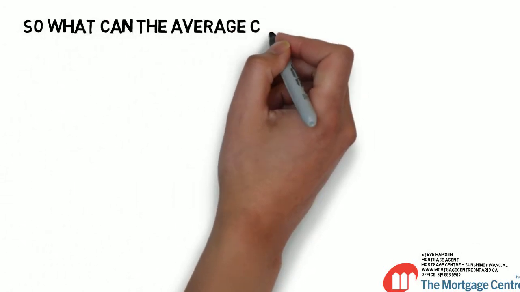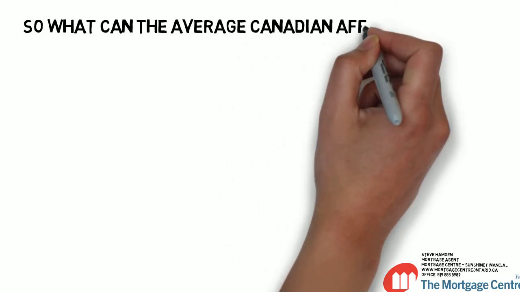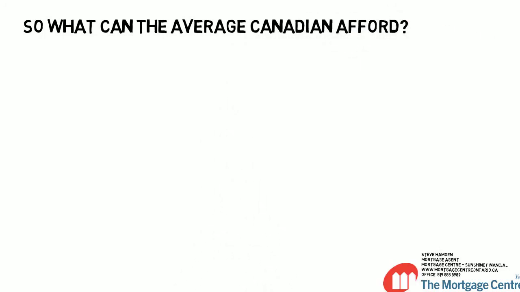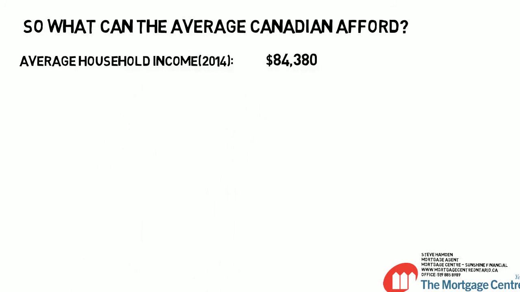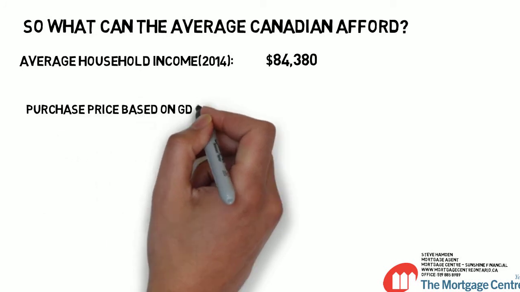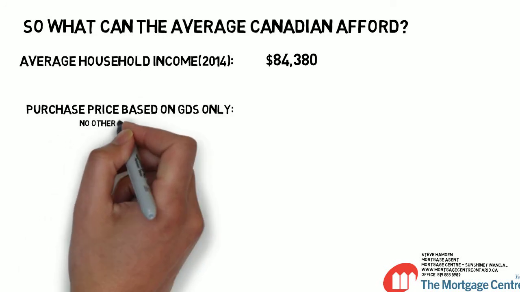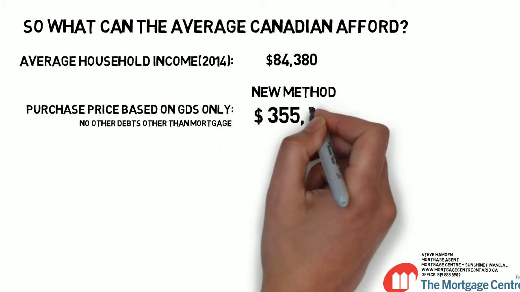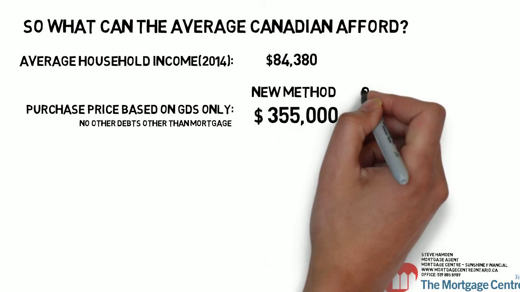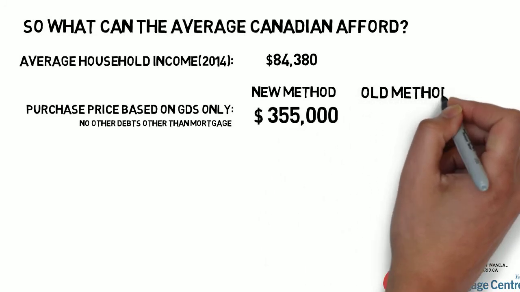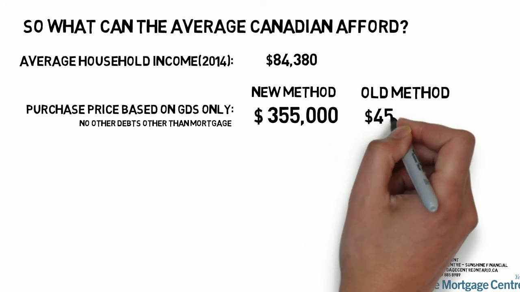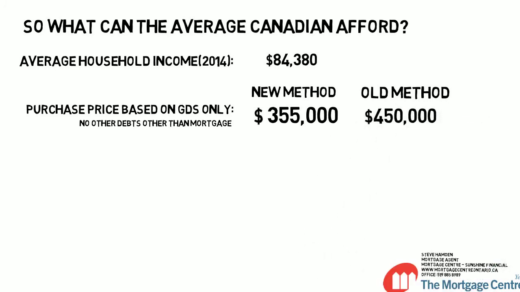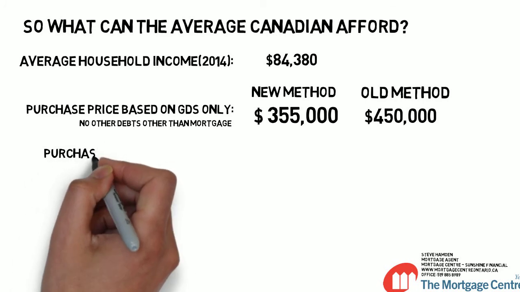So when we look at the average income, we then say, okay, let's back this up and ask what can the average Canadian afford? If we use that $84,380 as the average income, we can look at a purchase price based on GDS, in other words, somebody who doesn't have debt other than the mortgage. Under the new method, they would be able to make a purchase of $355,000. Under the old method, with everything else being equal, the purchase amount would be $450,000, so almost $100,000 different.